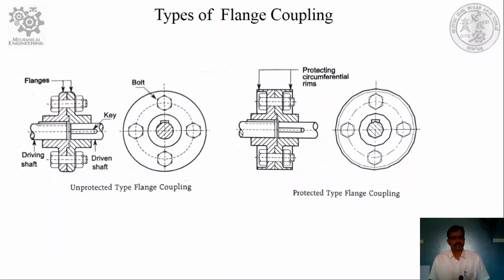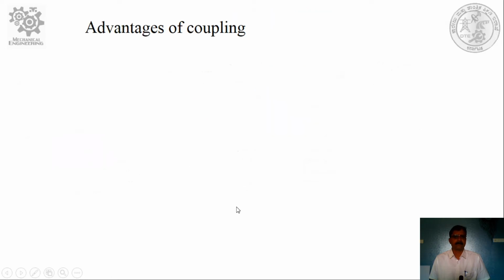Types of flange coupling. There are two types of rigid flange couplings: unprotected flange coupling and protected type flange coupling. Here there is no protection against the slackening of the bolt or the nut in the unprotected type. In protected type flange coupling, there are protecting circumferential rims to prevent the slackening. When the bolt and nut slacken, they may hit the operator or any other devices nearby, that is, the couplings. The protecting circumferential rims are there in the protected type flange coupling.